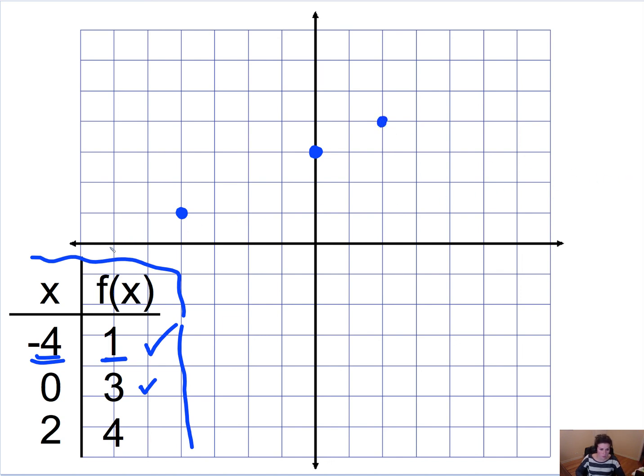And now you would connect those points as best you can, putting arrows on both ends because this line goes forever, because I could have more input values that go above 2 or below -4. So I have to put the arrows indicating that this line doesn't end.